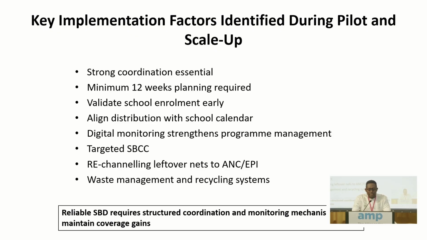Lessons learned: of course, strong collaboration. Coordination is critical. We need to bring on board the health and the education sectors. We need a minimum of 12 weeks for adequate planning so that we are able to validate the enrollments, because every year we do have the school census, but these numbers need to be validated early so that we are able to distribute the adequate amount of nets.